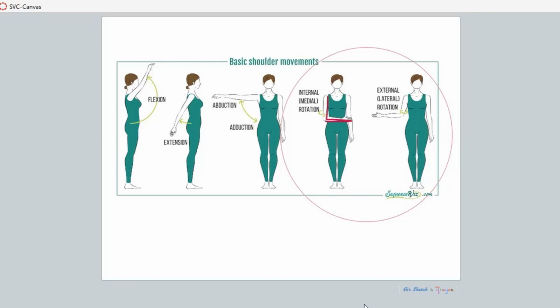If you move that out, that's lateral rotation. Move that back in, that's medial rotation. This is occurring at the shoulder.